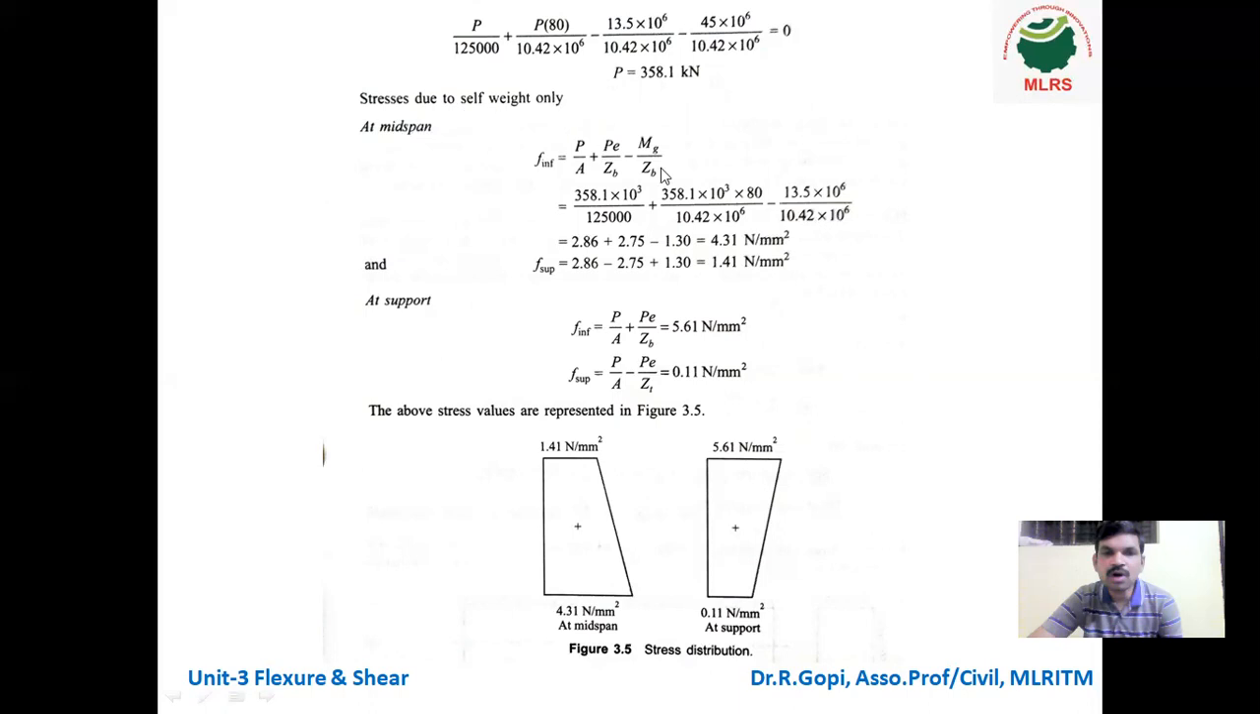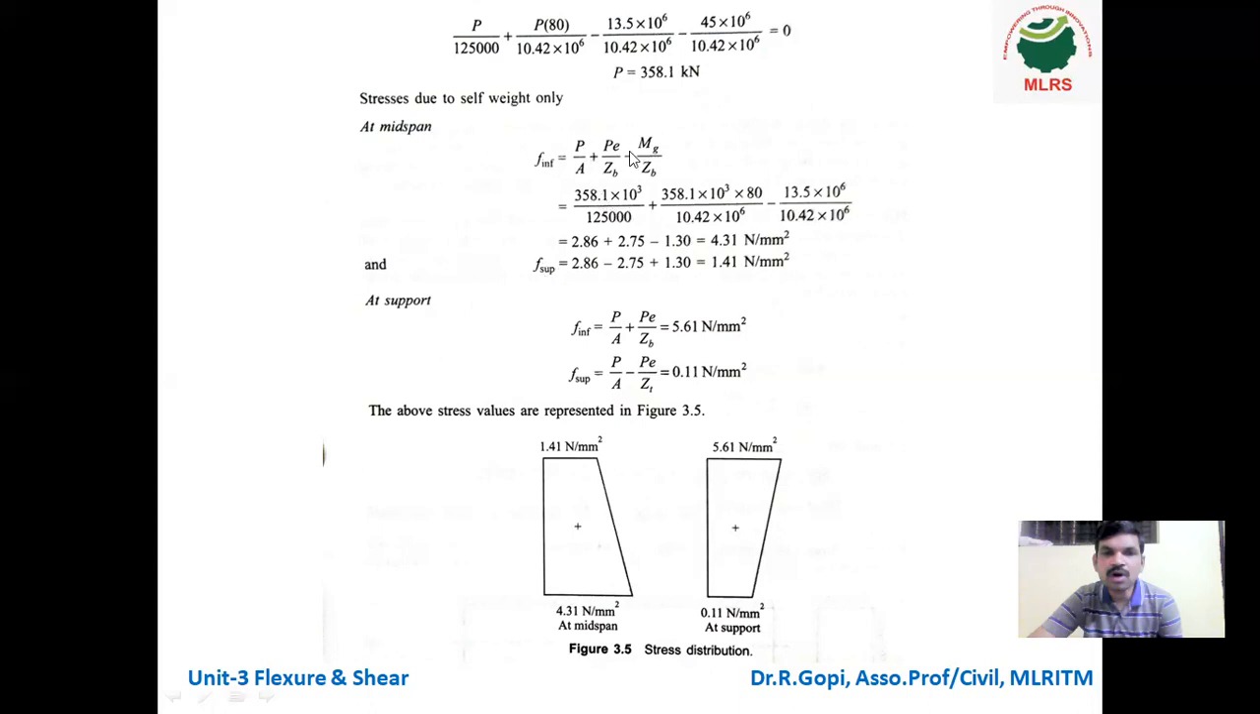So here, stress due to self weight, we have to find at bottom as well as top. First at midspan. Okay, at midspan, the formula is P by A plus PE divided by ZB minus mg divided by ZB. So this is the formula for at bottom, inferior. Stress at inferior means at bottom, superior means at top. So substitute all the values.